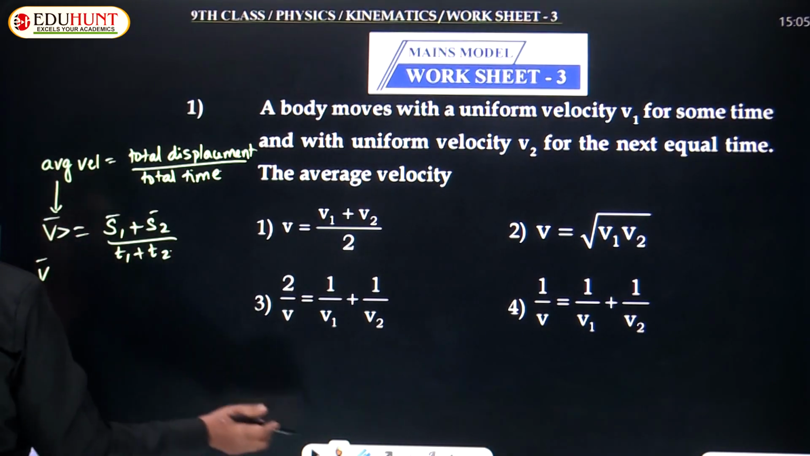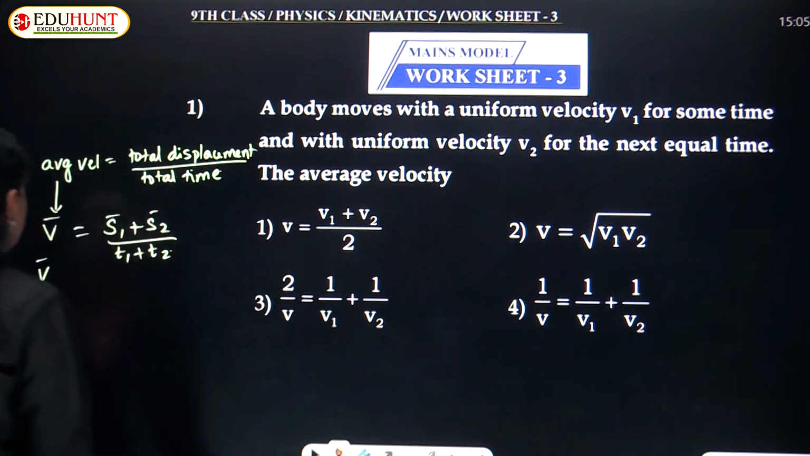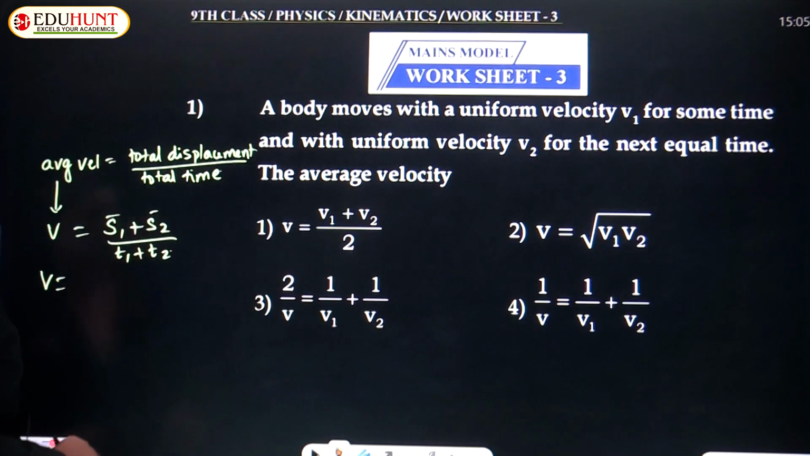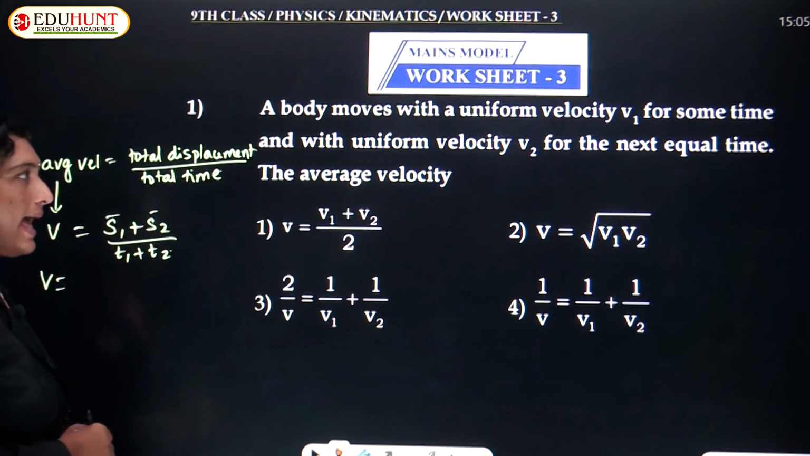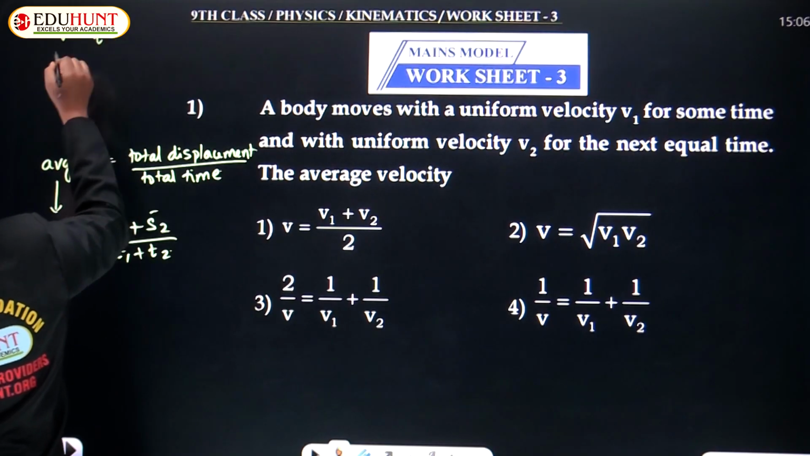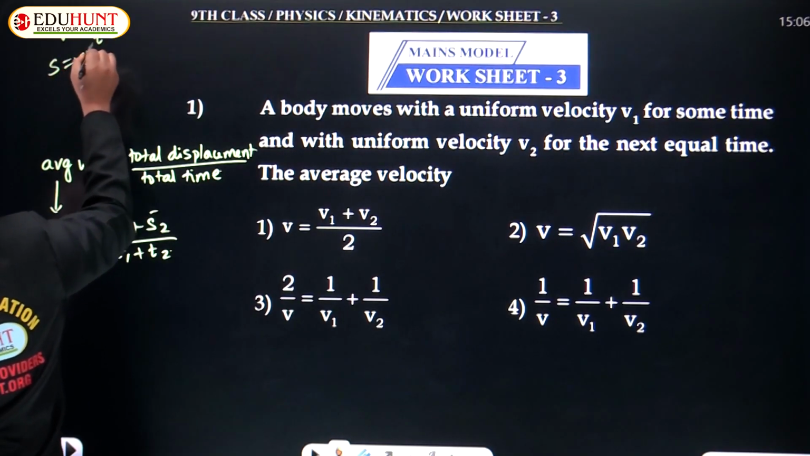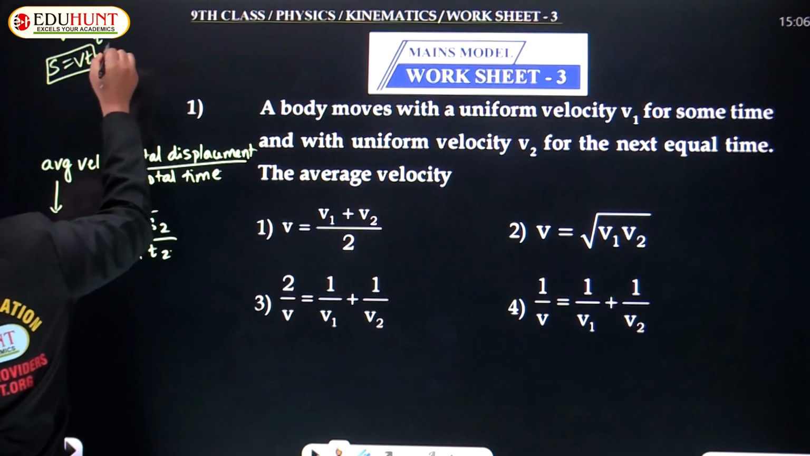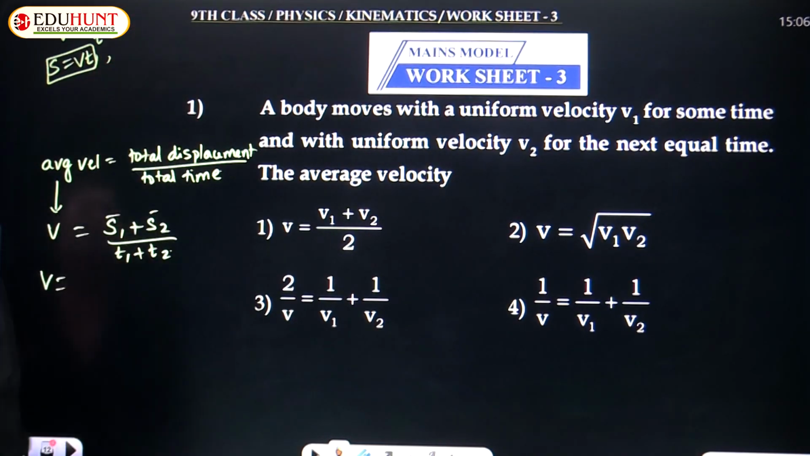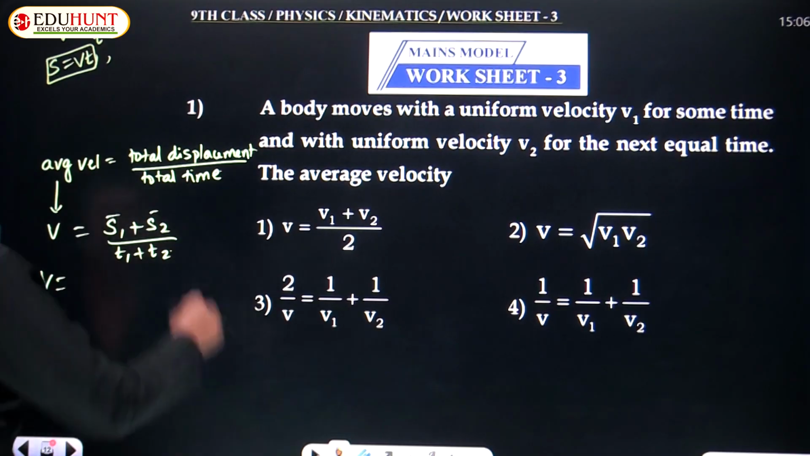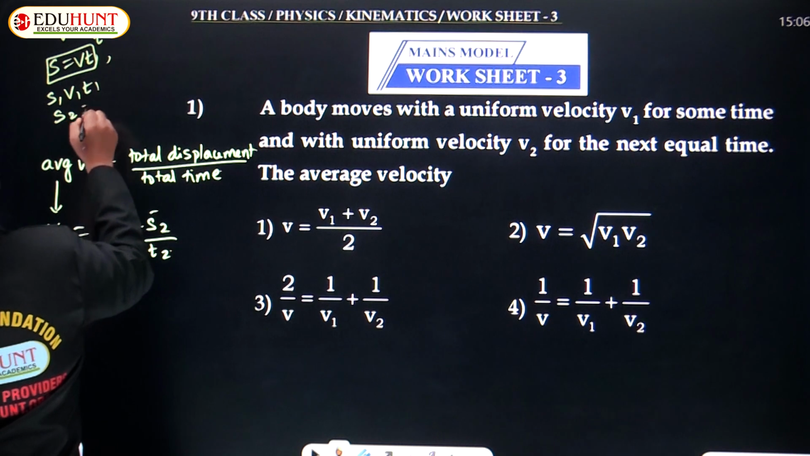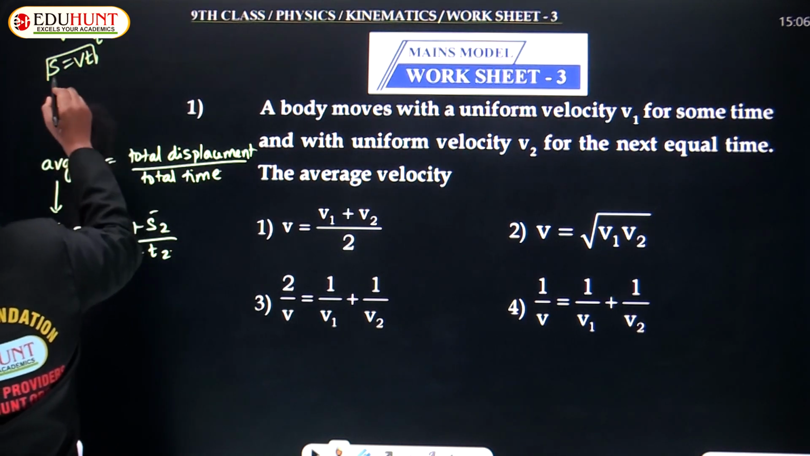Therefore, the value of average velocity is equal to, so nowhere is the value of the displacement given, children. So, we can write the displacement as: if speed equals velocity equals displacement by time, then displacement can be written as velocity into time. So, S1 can be written as V1 T1 and S2 can be written as V2 T2.